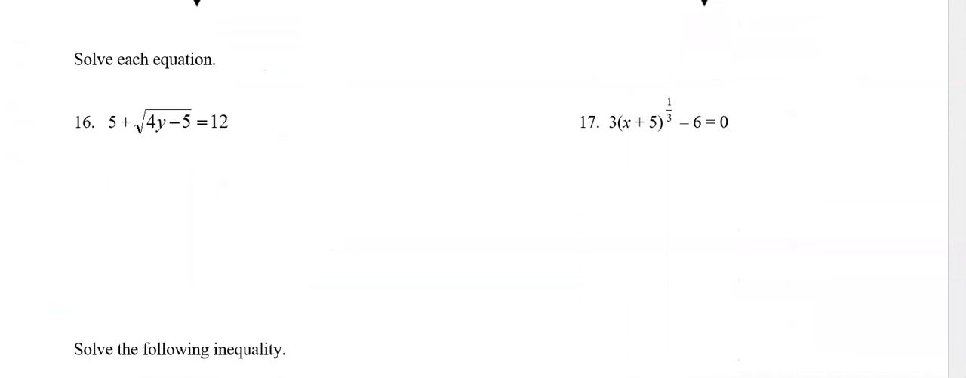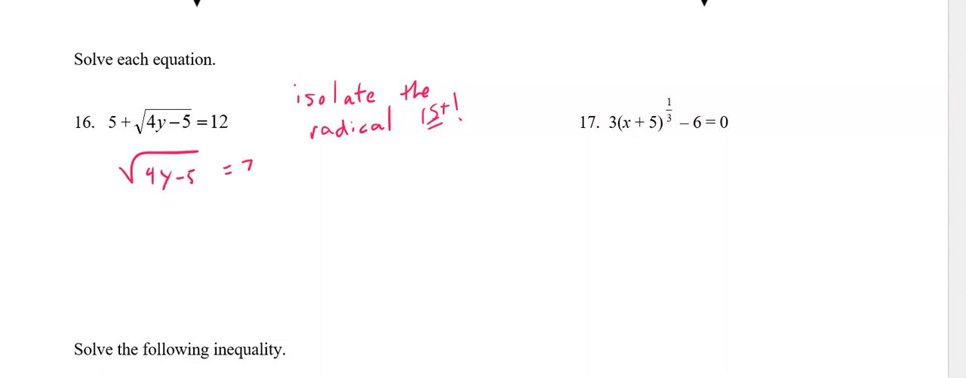Then we got a couple of square root equations to deal with. Make sure number 17 is a cube root, but the bottom line is isolate the radical first. Make that your mission always, if it's not already done. So in this case, I'm going to have to subtract 5. And then I square both sides to get rid of the radical.